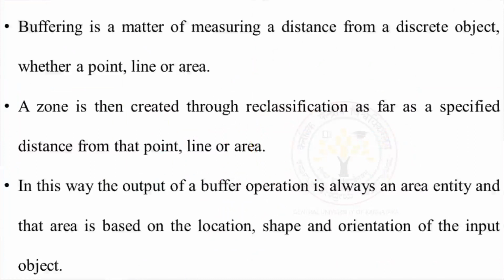Buffering is a matter of measuring a distance from a discrete object. It can be a point, line, or area. A zone is then created through reclassification as far as a specified distance from that point, line, or area. In this way, the output of a buffer operation is always an area entity, and that area is based on the location, shape, and orientation of the input object.